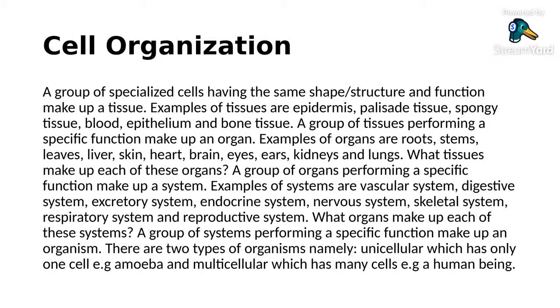Now, there are two types of organisms, namely unicellular organisms, which are made up of only one cell, for example, amoeba. We also have multicellular organisms, which are made up of more than one cell. Example, you and I, human beings. All right, so this is the conclusion of the introduction to biology.